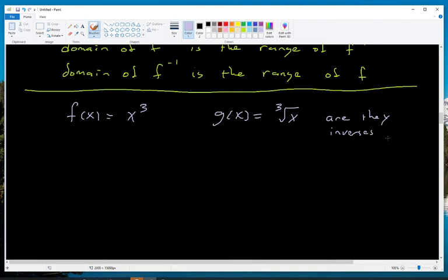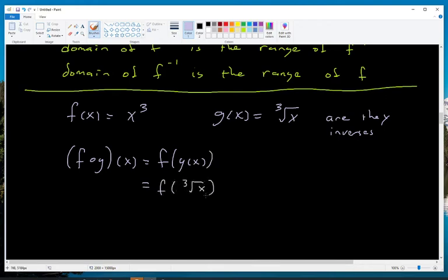Or we may say, is g the inverse of x? That would be another way that we could have this problem stated, is g the inverse of x? So we're going to check what is f composed of g of x. We'll check that first. This is f of g of x. In this case, g of x is the cube root of x.